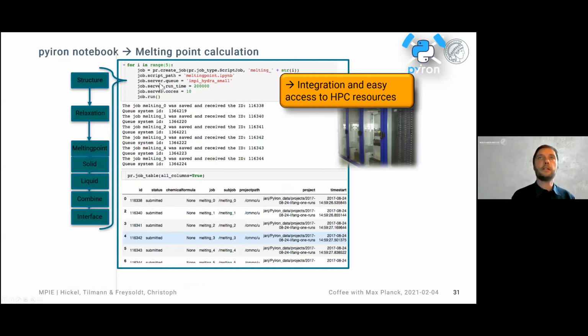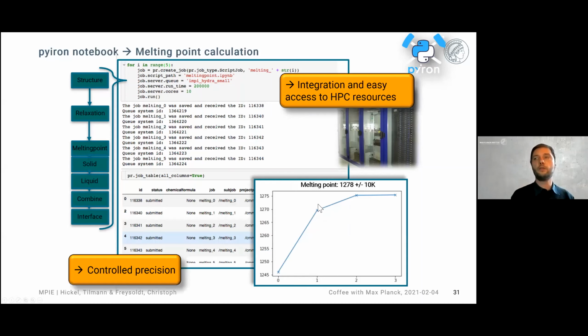And you can combine the whole scheme of calculating a melting point into one notebook. You go to a script, and submit the whole notebook to high performance computing resources in order to do then also high-throughput studies and get the proper statistics for getting your melting point, for instance.